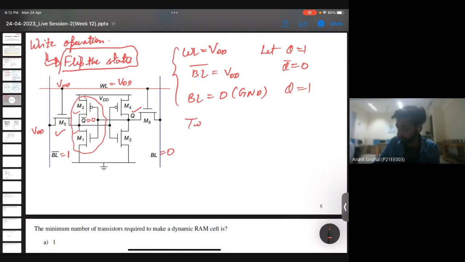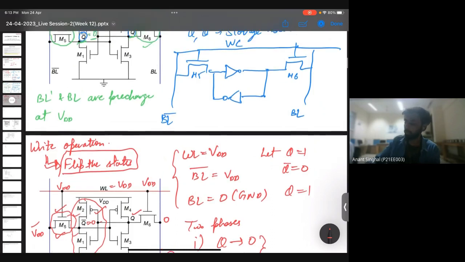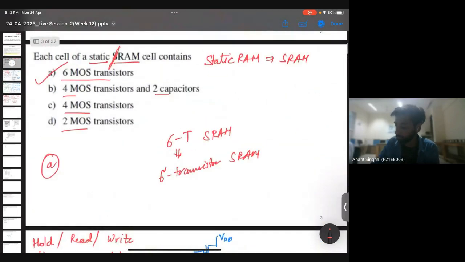There are two phases involved in this. First, Q is tending to 0 as we are applying this VDD. Since we have a 0 here and a VDD here, as Q tends to 0, we know this inverter will work. Since this M5 is turned on, Q bar will tend to 1. And this is how we are flipping the bits. So this is the basic of SRAM, which is a 6T SRAM. The correct answer to this question was 6 MOS transistors.